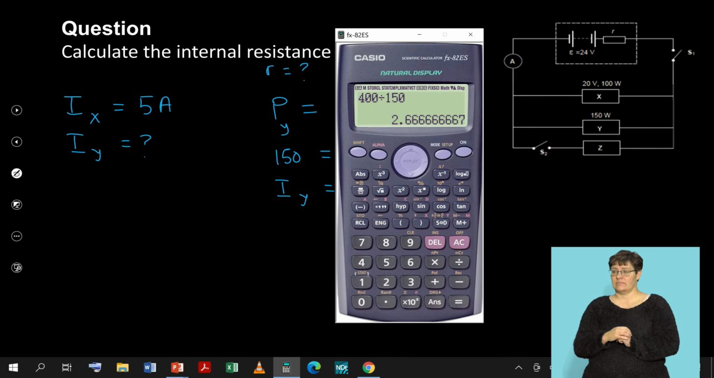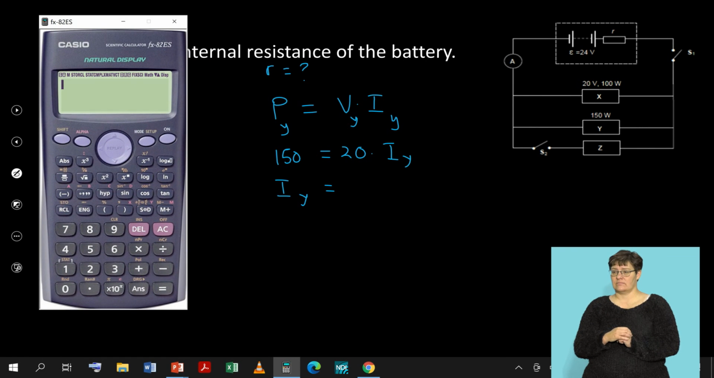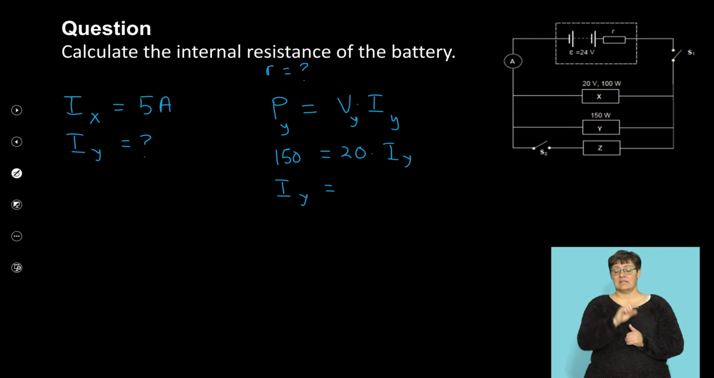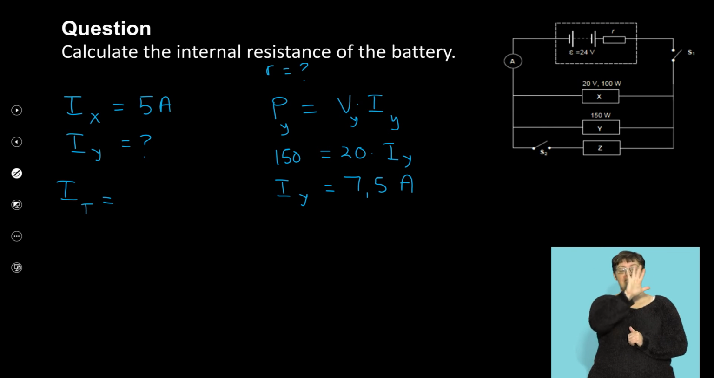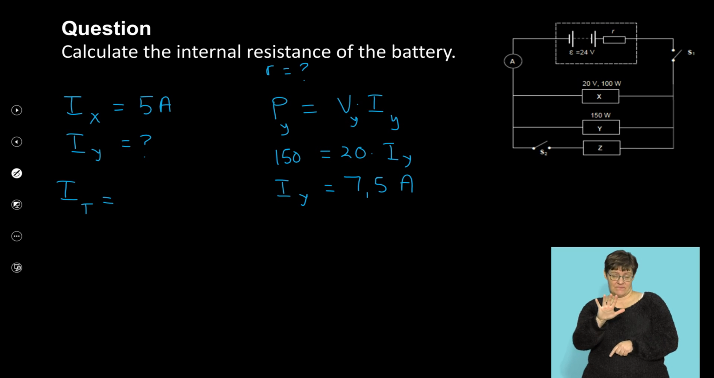Okay, so if we can clear that, this gives us 150 divided by 20, which gives us 7.5 amperes. Now the total current through the battery in this case is 5 plus 7.5, which gives us 12.5 amperes. That's our total current.